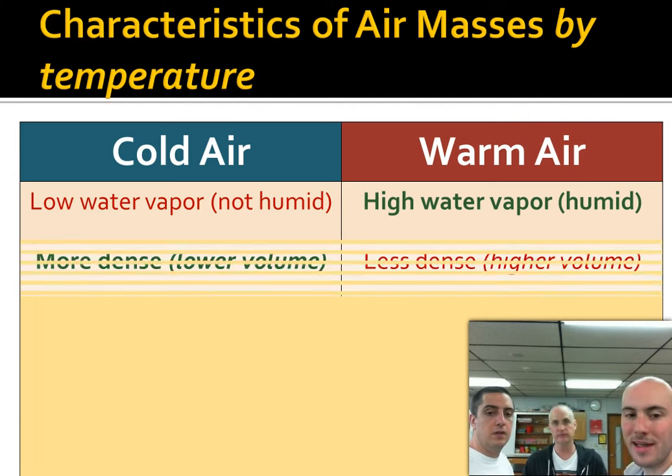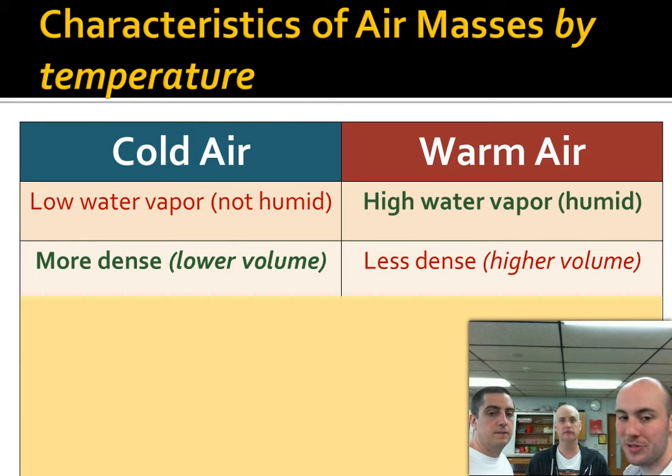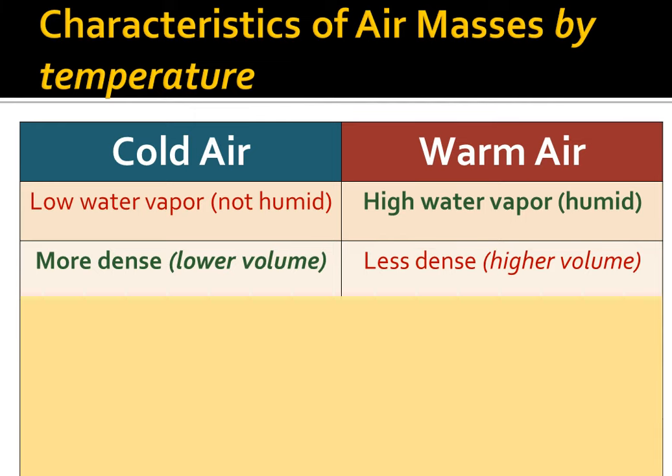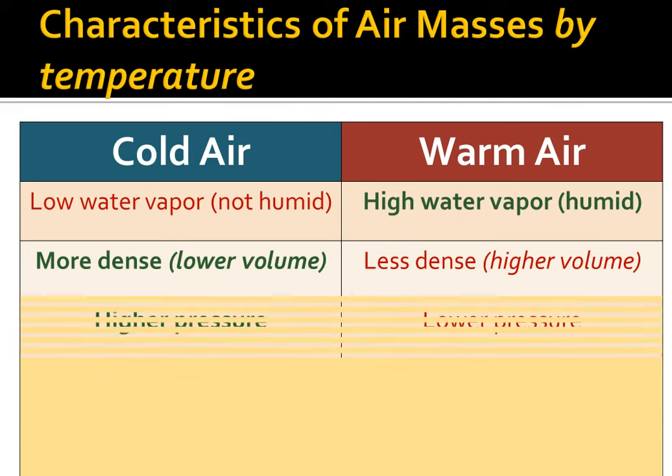Now the next characteristic is cold air is usually more dense, which makes sense. Cold things have less energy and they're packed together. Hot air is less dense, more spread out. We talked about this in old school. It's all density. That's easy.